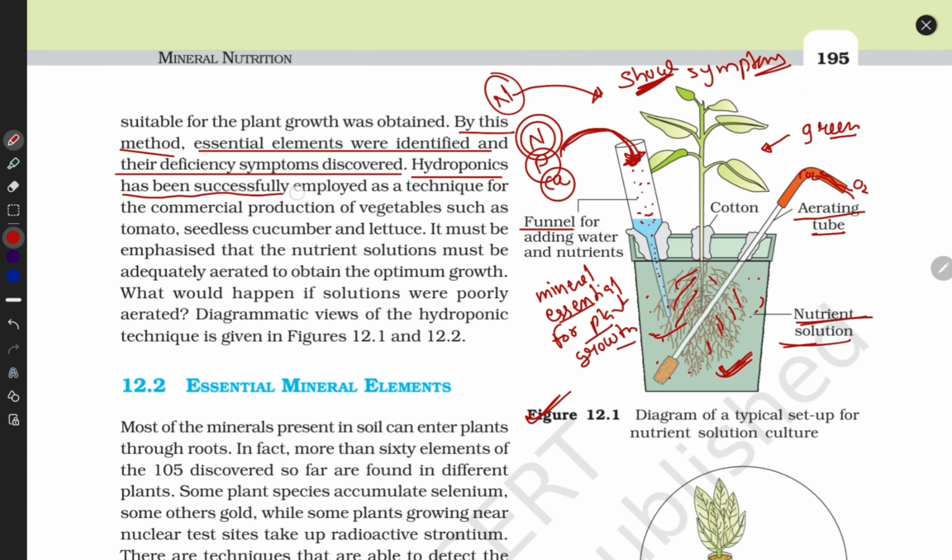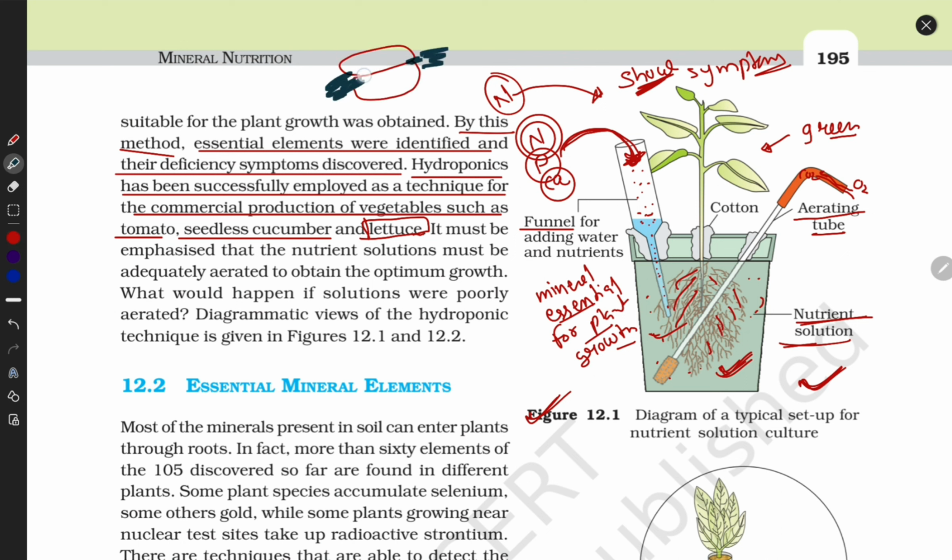Hydroponics has been successfully employed as a technique for the commercial production of vegetables such as tomato, seedless cucumber, lettuce. Do you know what is lettuce? We eat burger, and there is some leaf-like structure there. Yes, that is lettuce. It must be emphasized that the nutrient solution must be adequately aerated to obtain optimum growth. Yeah, this aerated tube goes down here so air can easily pass.